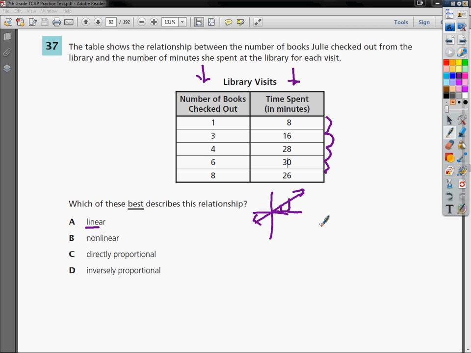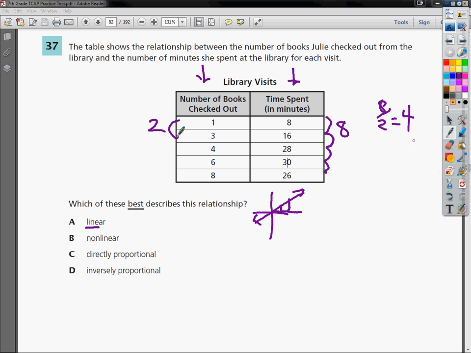What we're going to talk about is the difference between one level and another. Essentially, we're doing slope here. So in the first situation, she checked out one book. In the second situation, she checked out 3. So that would be 2 books difference. Between 8 and 16, that would be 8 difference. So in order to figure out what the slope is or how much it's changed, we have to do 8 divided by 2. Well, 8 divided by 2 is, of course, 4.